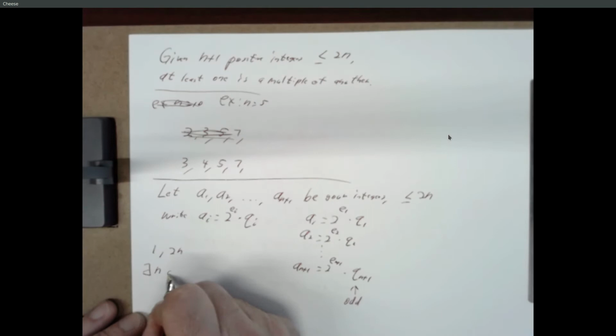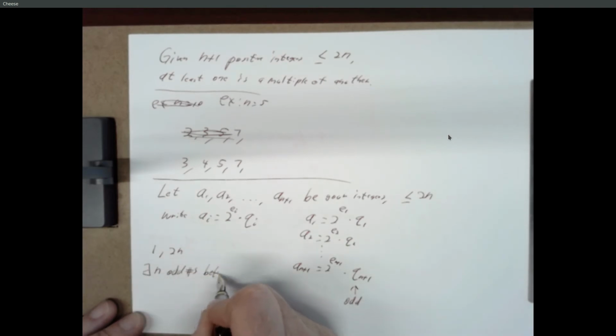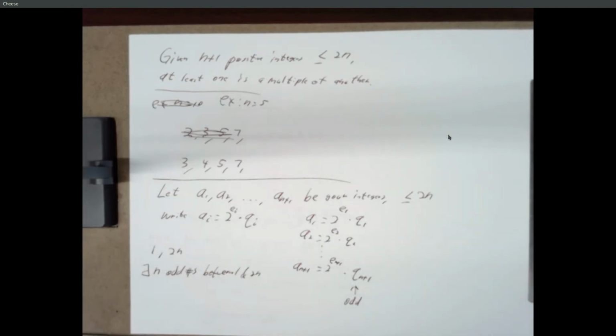there exist n odd numbers between 1 and 2n. But here we have n plus 1 odd numbers, q1 through q(n+1). Straightforward pigeonhole principle tells us that at least 2 of these numbers must be the same.